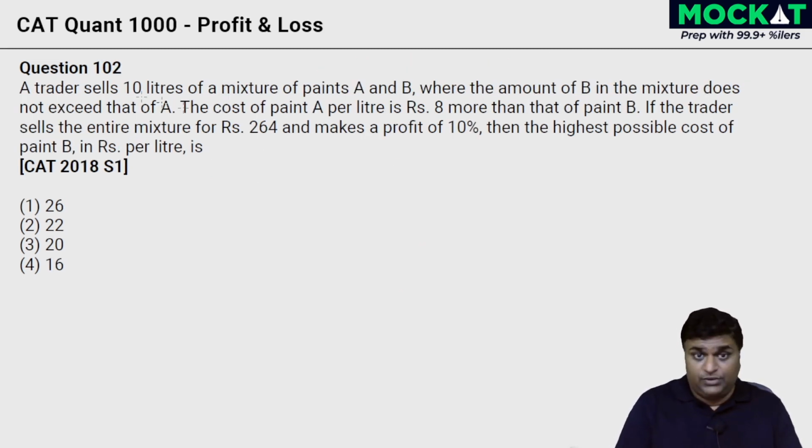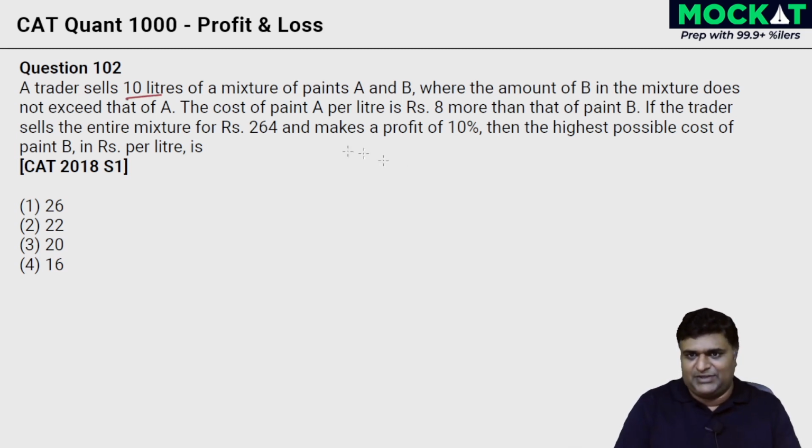On to question 102. A trader sells 10 liters of a mixture of paints A and B, where the amount of B in the mixture does not exceed that of A. The cost of paint A per liter is rupees 8 more than that of paint B. If the trader sells the entire mixture for rupees 264 and makes a profit of 10%, right? We have an absolute value given over here and one more over here. Let's just keep it simple, right?